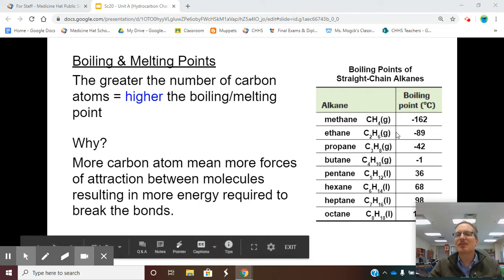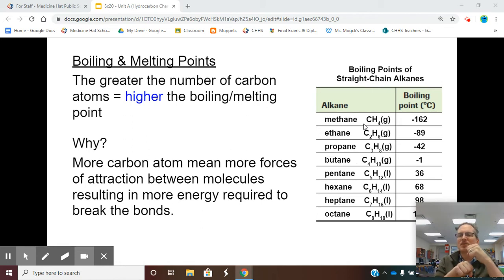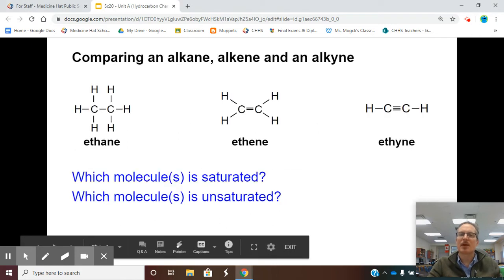So something like methane, a tiny little gas with only 1 carbon, although it's got an attractive force between it and another methane, it's way less attractive forces because it's only 1 carbon, 1 carbon. 5 carbon, 5 carbon, there's more attractive forces. It takes more energy to break those bonds. So more carbons, higher boiling and melting point. Pretty straightforward.